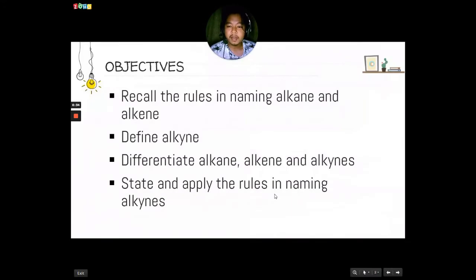As usual, let me present to you our objectives so that we always know where we are going and to check if we are accomplishing anything. First is to recall the rules in naming alkanes and alkenes, because as I've mentioned over and over again, these hydrocarbon rules are very related to each other. We are tweaking and modifying a bit of the rules, but generally, the rules are quite similar. Then, finally, we'll introduce the last kind of hydrocarbon.